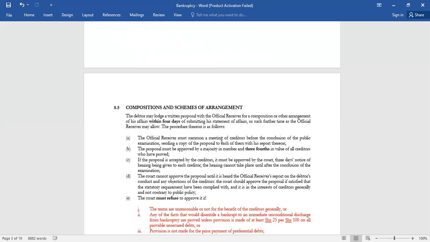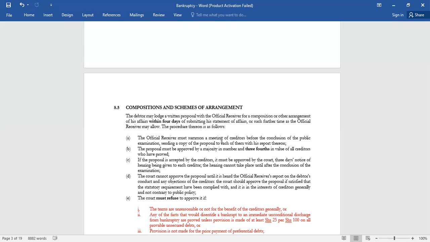So if the proposal is accepted by the creditors, it must be approved by the court. 3 days notice of hearing being given to each creditor. So again, because we are following a court procedure, the termination will still be through the court procedure. So the court cannot approve the proposal until it has heard the official receiver's report on the debtor's conduct and any objections of the creditors.